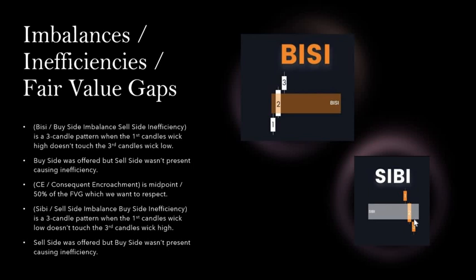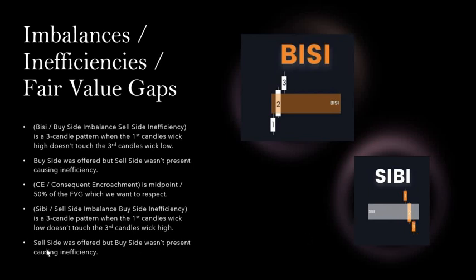Fair value means, and make sure you guys write this down, fair value means price not being inside this space or area for a long enough time. So that means price hasn't been in this area for a long enough time. Because this is a fair value gap, price wasn't in here long enough, because the first candle's wick didn't touch the third candle's wick. So price wasn't in this area long enough for price to become what?